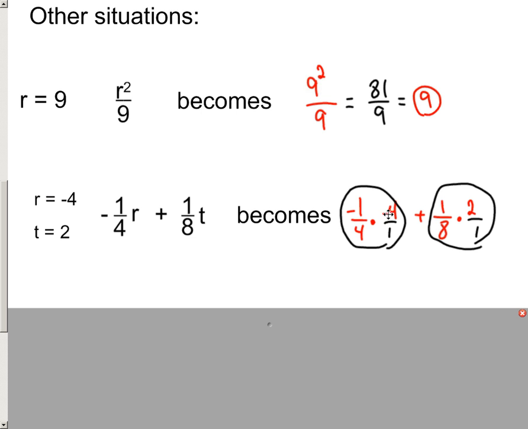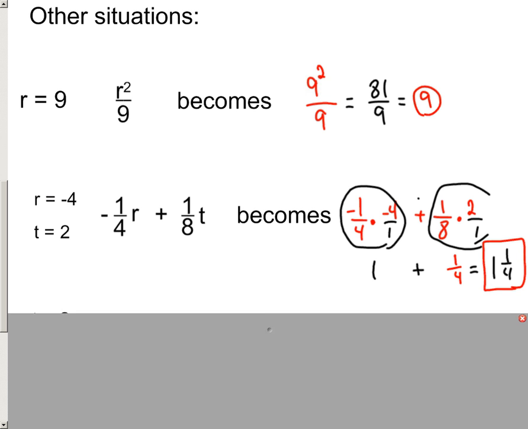So -1 times -4 is +4, and 4 times 1 is 4. Well, what's 4 over 4? 1. So all of that simplified down to 1. Let's take a look at this one. 1 times 2 is 2, and 8 times 1 is 8, which simplifies down to 1/4. So all of this circled area to the right became 1/4. This plus sign is still there. We need to add them. So it equals, quite frankly, 1 and 1/4. And that is our final answer.